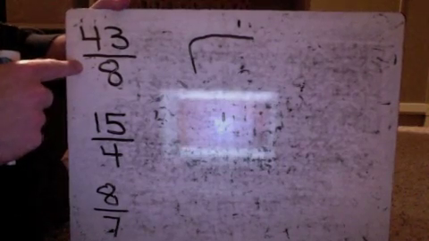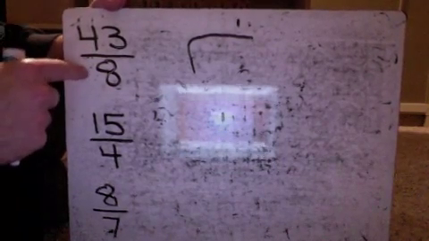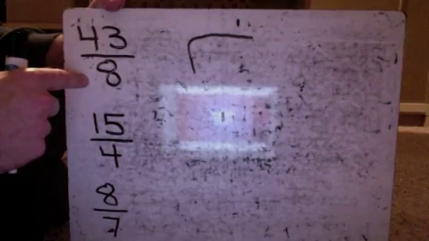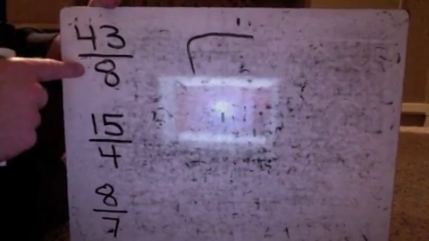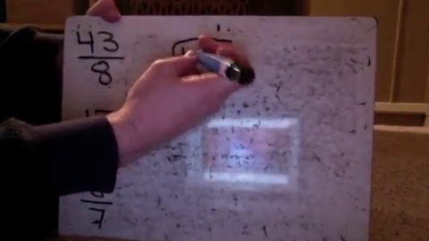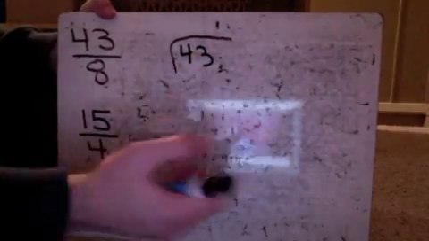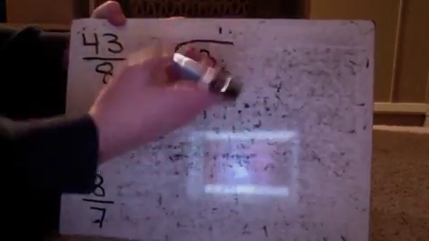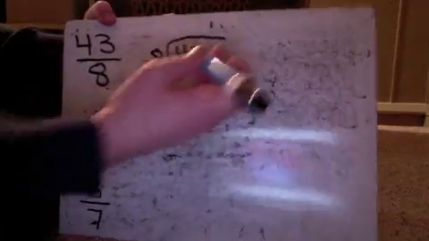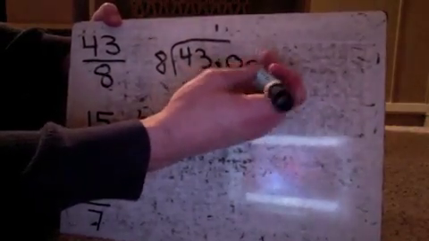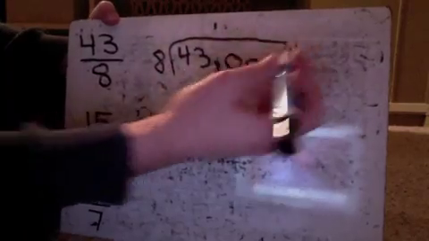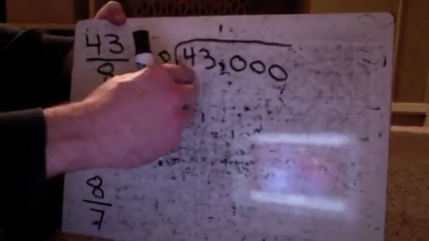If I divide this out, this answer better be more than one whole. It's got to be, because my fraction itself is more than one whole. So let's put this in the right spot and figure out what we've got here, because we have to go decimal first, then we change it to a percentage. So my 8's going to go on the outside, and I can put my 0.000 out here because we might need that. 8 does not go into 4.